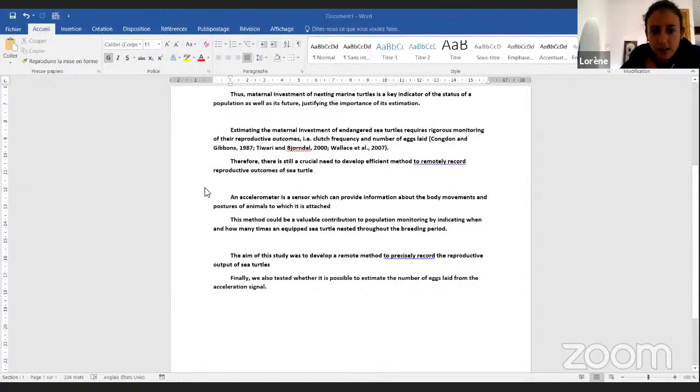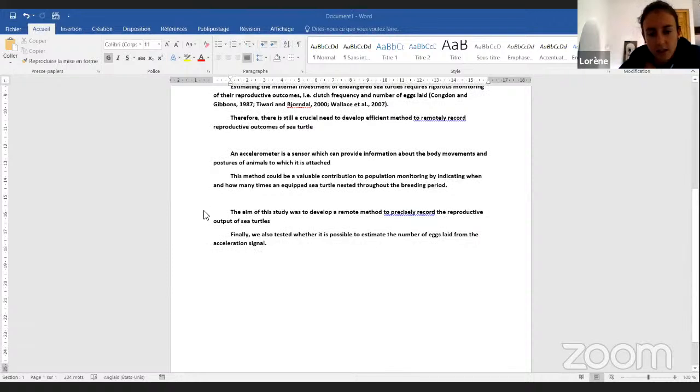An accelerometer is a sensor which can provide information about the body movement and postures of the animals to which it is attached. This method could be a valuable contribution to population monitoring by indicating when and how many times an equipped sea turtle nests through the breeding period. The aim of this study was to develop a remote method to precisely record the reproductive output of sea turtles. And finally, we also tested whether it is possible to estimate the number of eggs laid from the acceleration signal. And that's it.